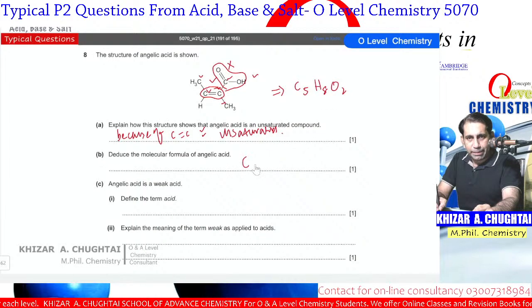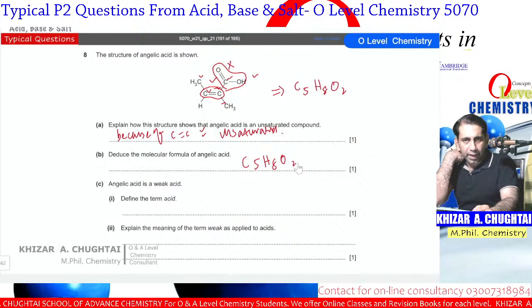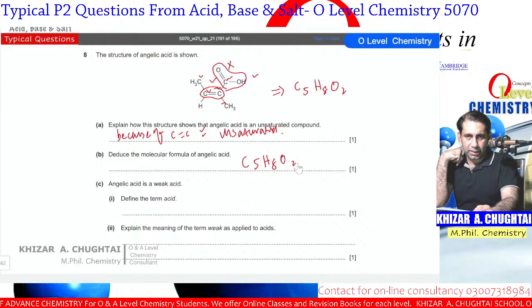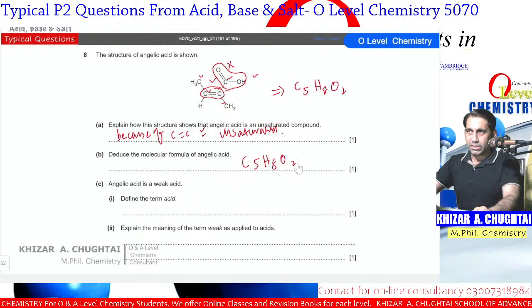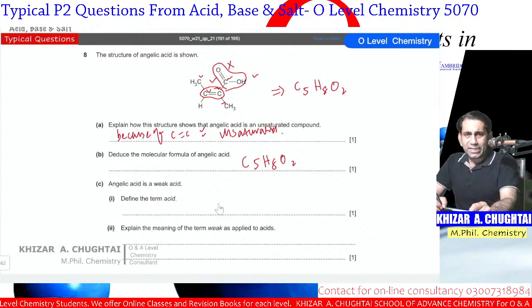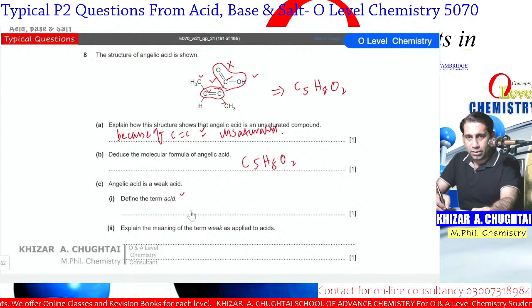So its molecular formula is C5H8O2, if I am not wrong. 3 plus 3 plus 2, yes, I think I am right in this respect, and yes, that is the answer, the formula. Angelic acid is a weak acid. Define the term acid. Once again, as I told you, this is a typical question.